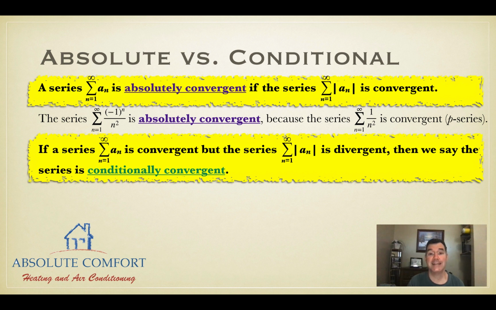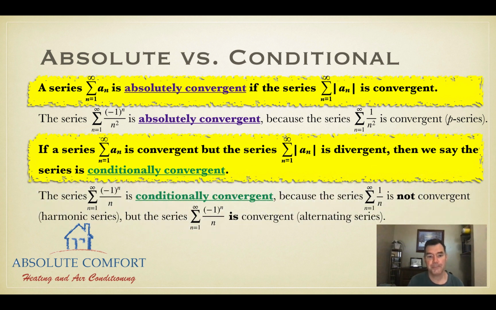Okay. The other thing is conditionally convergent. If a series is convergent by the alternating series test, but it's not convergent when I drop all the positives and negatives, then I say that that series is conditionally convergent. It's only convergent if I keep the pluses and minuses with every term. If I drop them and make them all positive, then it's not convergent anymore. So the condition is that the pluses and minuses have to stick around with each of those terms in order for that series to be convergent.